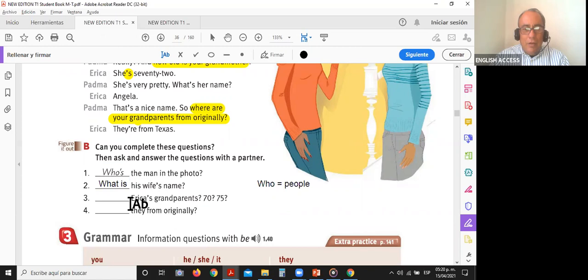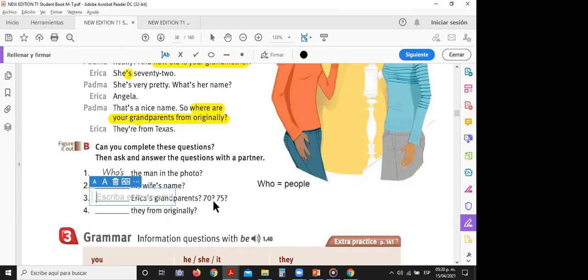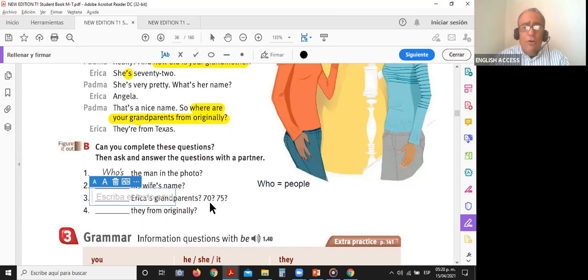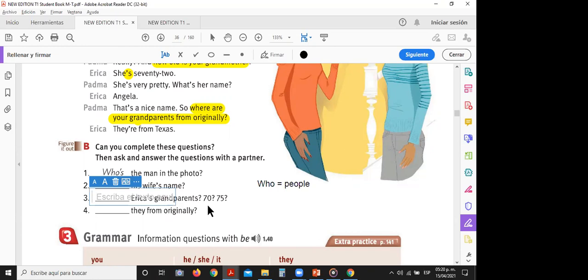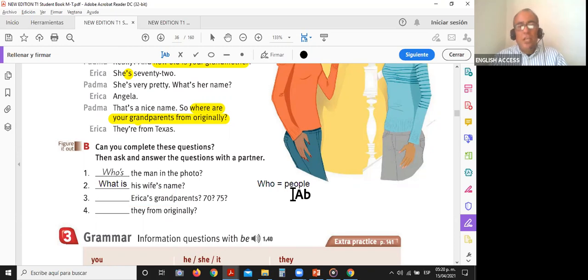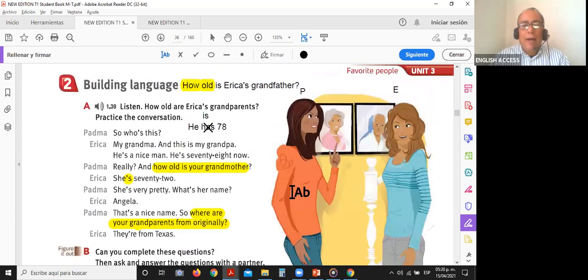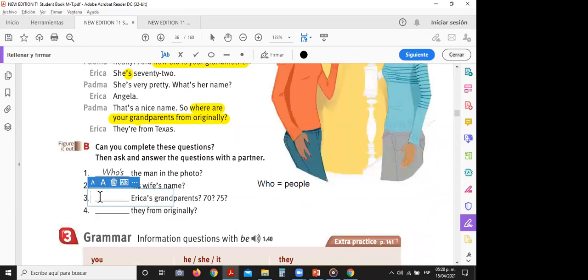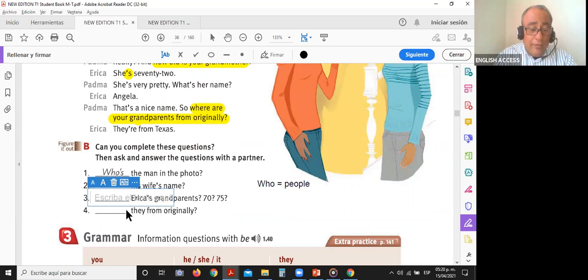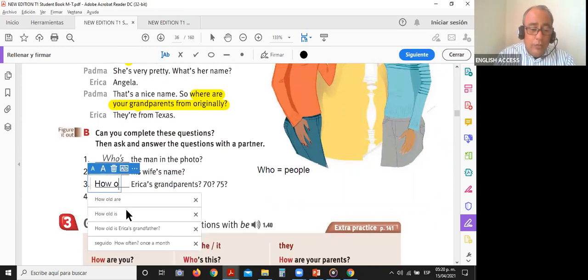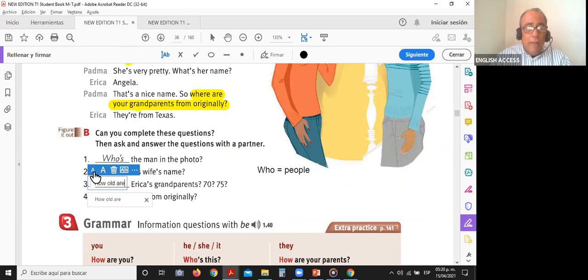Now, number 3. Erica's grandparents, 70, 75. How do we complete this question? Where? No, where is asking for places, location. Who? Who asks about people. Who is he? Who is she? What is the question to ask about the age? How? Exactly, with the complete phrase. How old, in this case are, because we are talking about two grandparents.